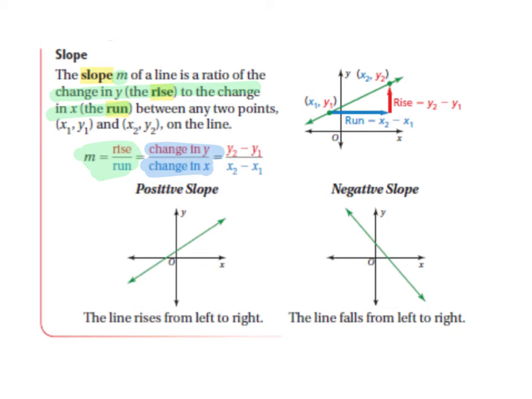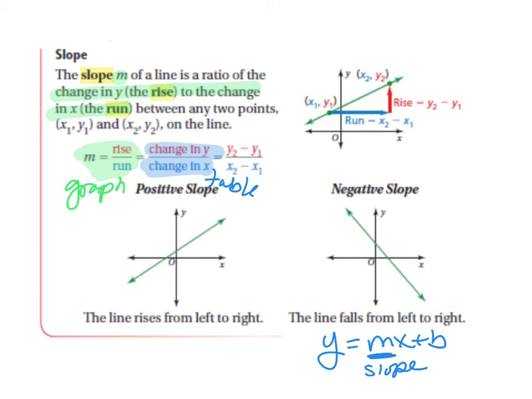And when we have an equation, y equals mx plus b, m is the slope. So three different ways: graph, rise over run; table, change in y over change in x; and equation, put it into slope-intercept form, and m is your slope.